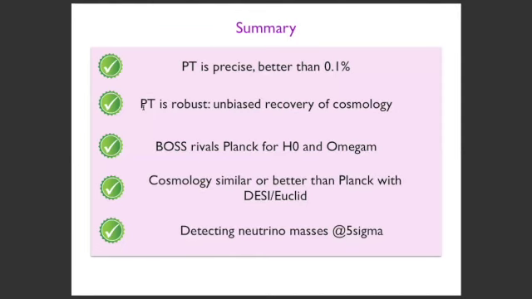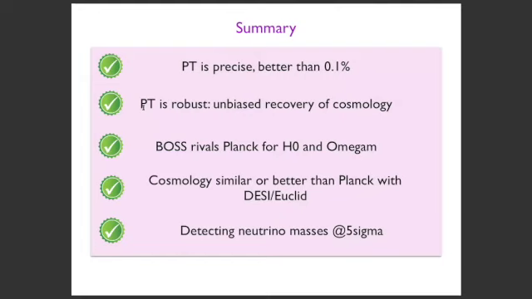So let me summarize my talk. Perturbation theory is very precise. Already now we have 0.1% precision, and it can be made even more precise. Then it's very robust. We ran many different tests, and we were always able to recover unbiased cosmology within the expected statistical error bars.